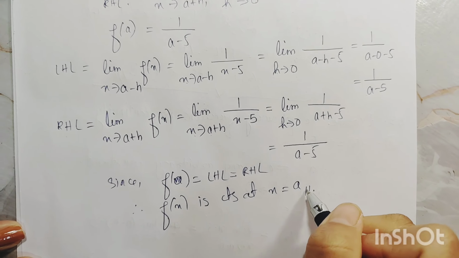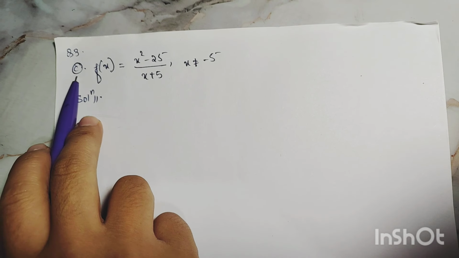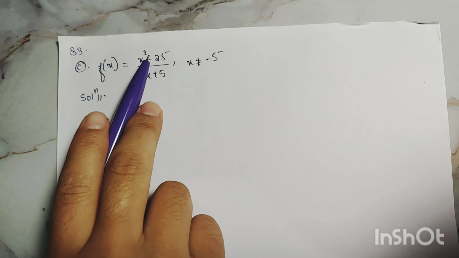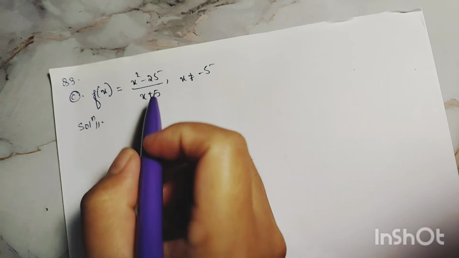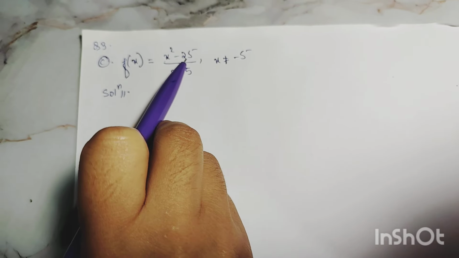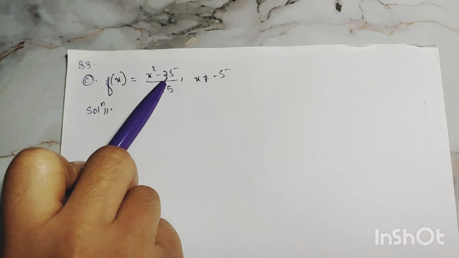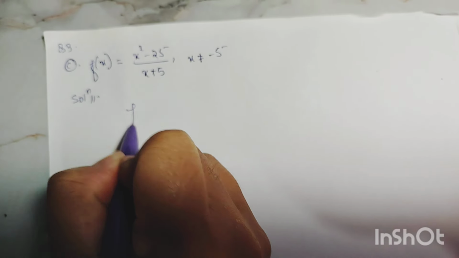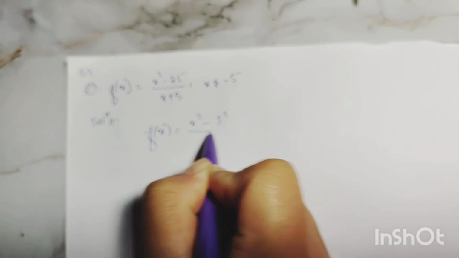Question number 3, Roman number B, answer. Exercise 5.1, question number 3, C. f of x equals x squared minus 25 divided by x plus 5. Let's see, x squared minus 25 is like a squared minus b squared, as 25 is 5 squared. So let f of x equal x squared minus 5 squared divided by x plus 5.